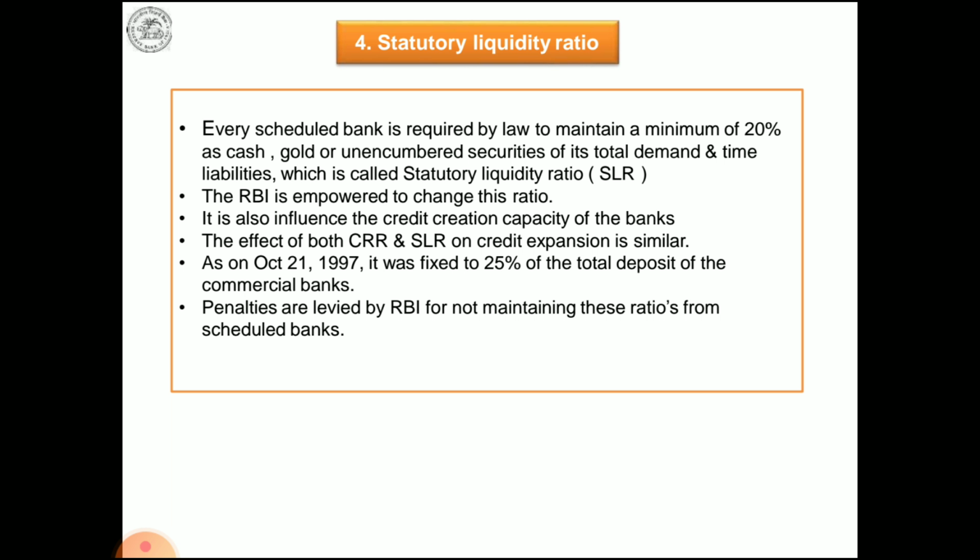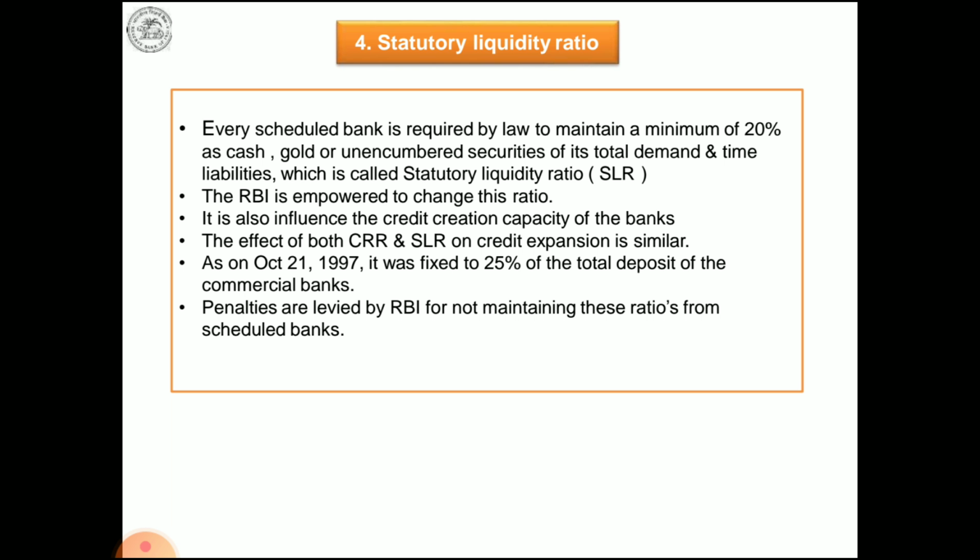The RBI is empowered to change this ratio. As the RBI has full power to change this ratio, it also influences the credit creation capacity of the banks. It will change the supply of money. Credit creation of all banks can be controlled by the SLR, or statutory liquidity ratio. The effect of both CRR and SLR on credit expansion is similar.